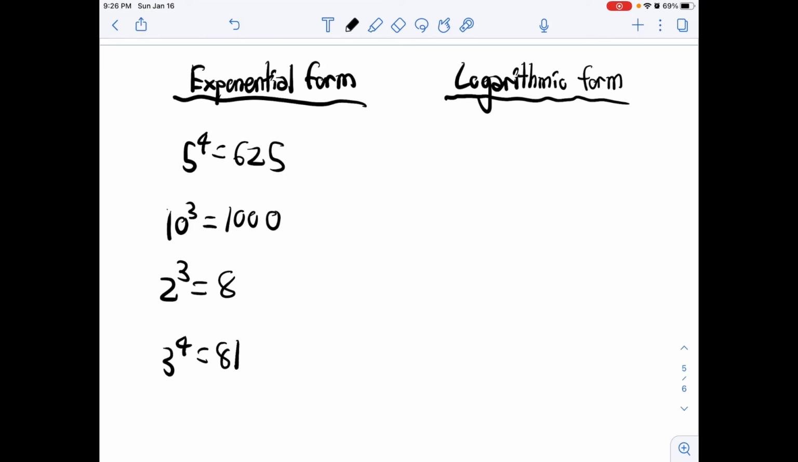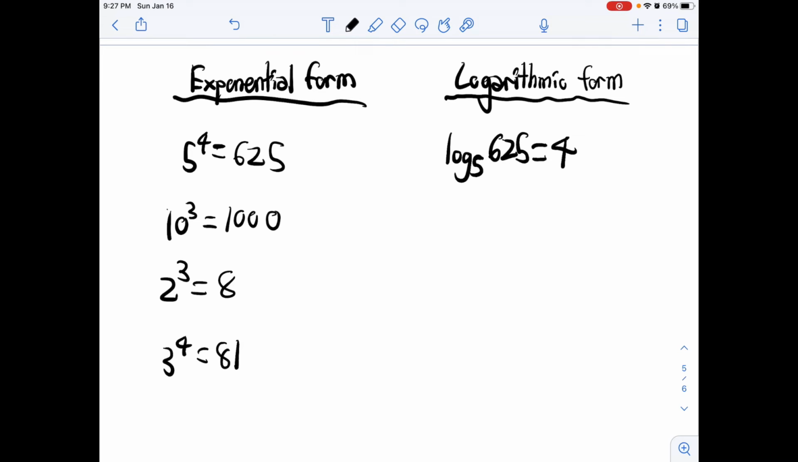Now let's practice writing things from exponential form to logarithmic form. So 5 to the power of 4 equals 625. So 5 is our base. So I'll have log base 5. Then the argument is what we got as the answer from the exponential equation, which is 625. Then that equals the exponent on the base, which in this case is 4.